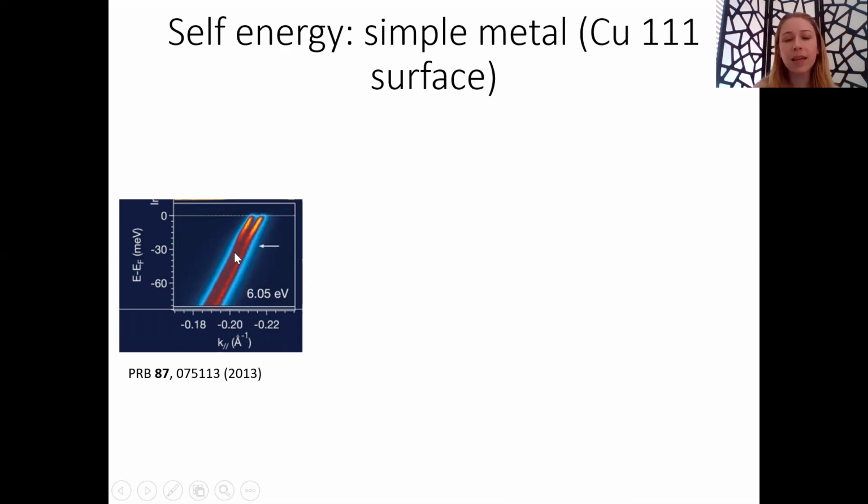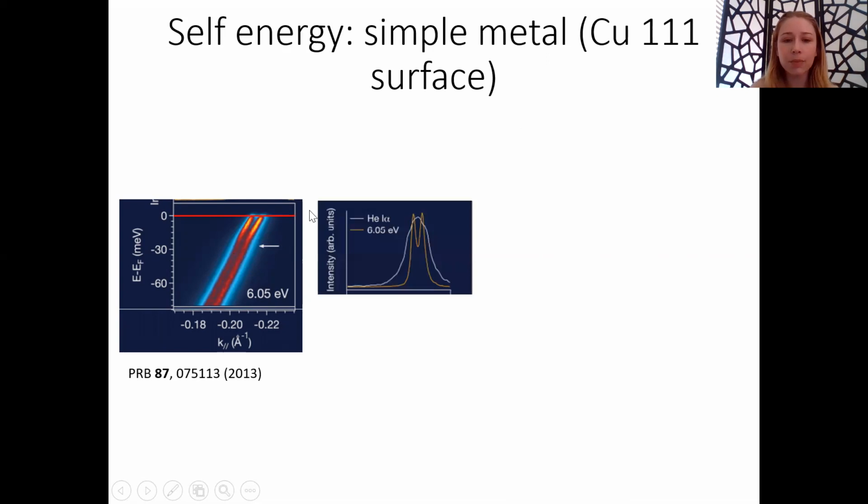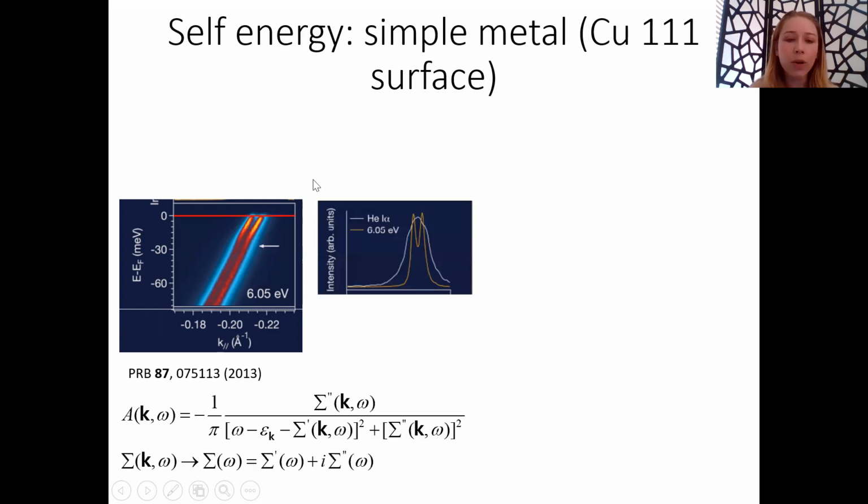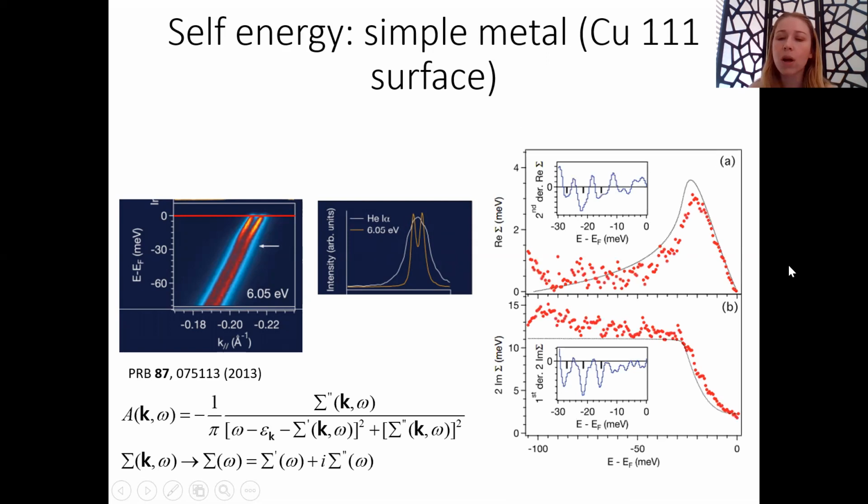But another thing is that there are these wiggles. So the dispersion, the energy versus K, is not monotonic. It sort of has a little bend, which is quantified here. So the y-axis here are the real part of the self-energy and the imaginary part of the self-energy. And they attribute these wiggles in the energy versus K dispersion relation to electron phonon coupling.